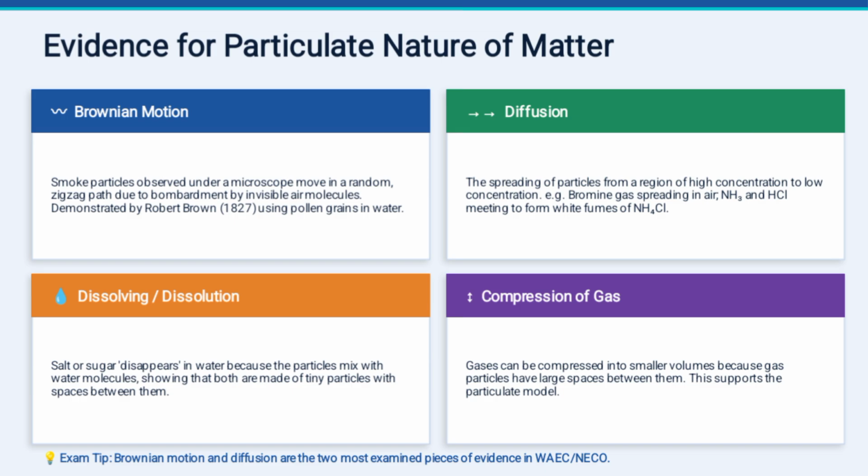Another one is compression of gas. Gas can be compressed into smaller volumes because gas particles have large spaces between them. This also supports the particulate model. So, evidences that matter exists as a particle: Brownian motion, diffusion, you can also add osmosis, dissolution, compression, then you can add condensation and evaporation to it.